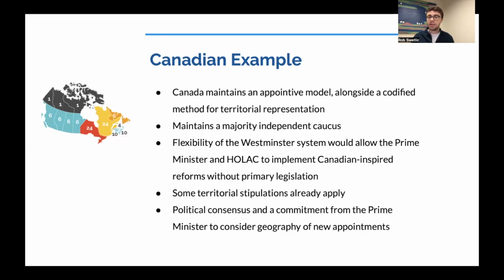This function could be expanded through political consensus and a commitment from the Prime Minister to consider the geography of new appointments. This specifically could apply to party political peers, which are only subject to propriety checks by the House of Lords Appointments Commission. All other criteria is determined by the parties themselves. And so it would be within the opposition leaders and the Prime Minister's power to consider geography and territorial distribution of potential candidates when making new recommendations for the Lords.